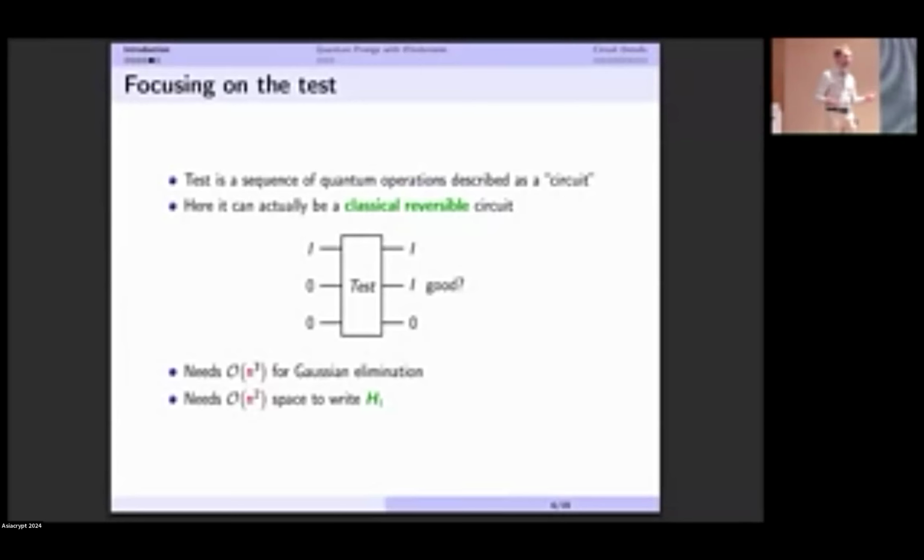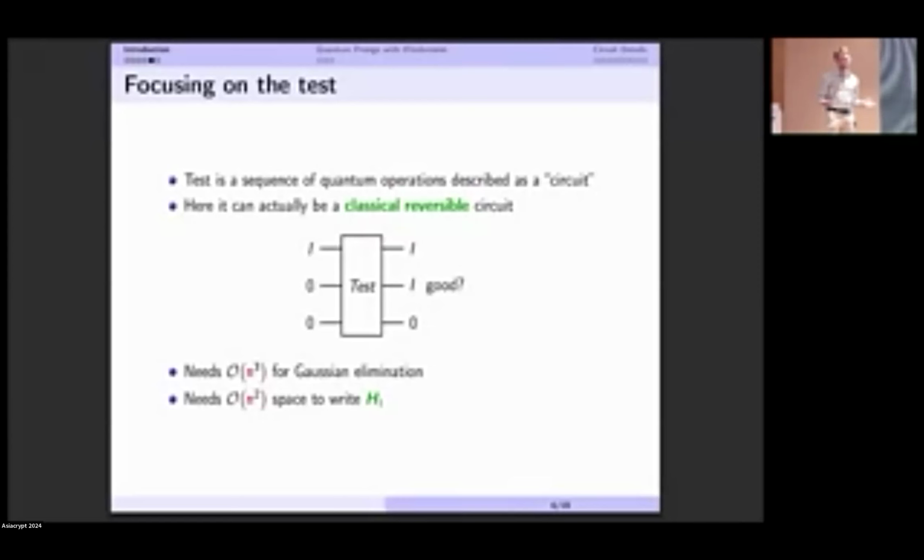But due to the rules of quantum computing, this classical circuit has to be reversible. So usually you have your input, and you write the result in an output that you initialize to 0. This is reversible because you can typically apply all the operations in reverse and return to the input that you have. And this circuit for the test, and this is where an issue arises, needs n cube operations for Gaussian elimination, and it needs around n squared space to write the submatrix that we're inverting.